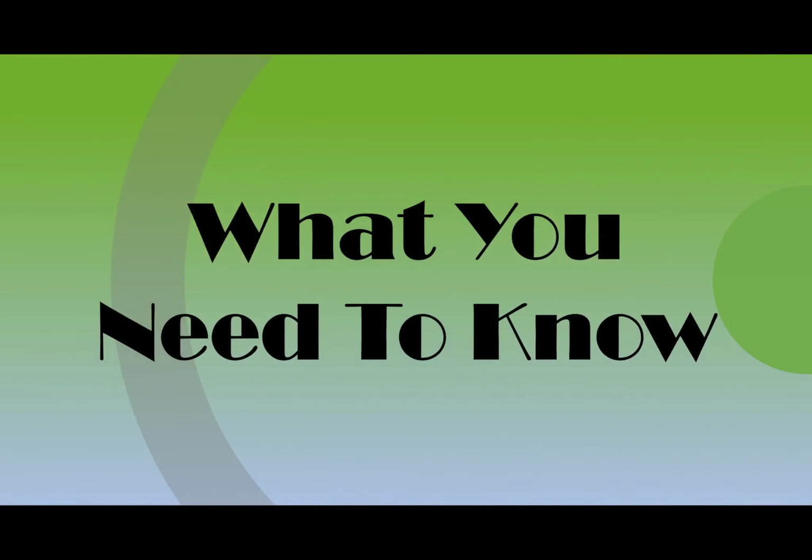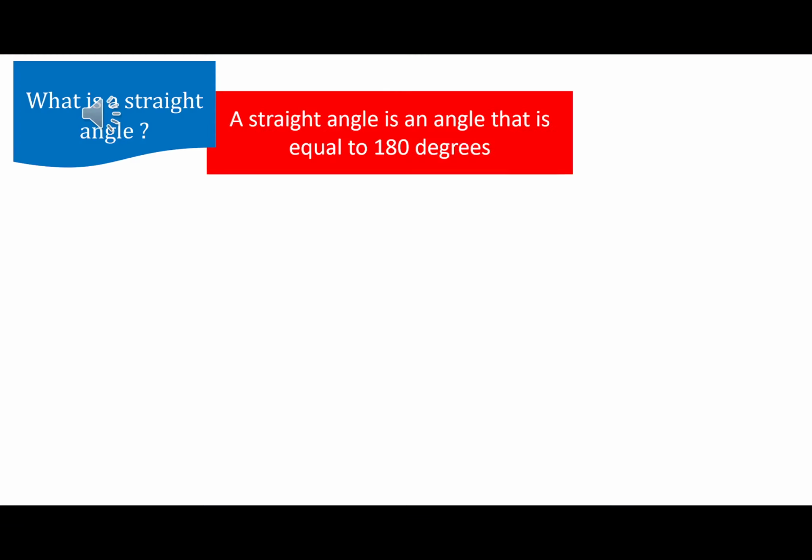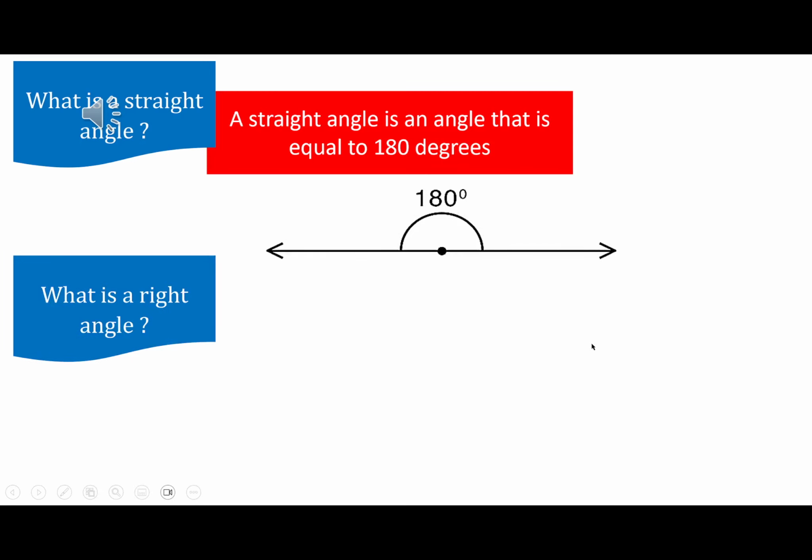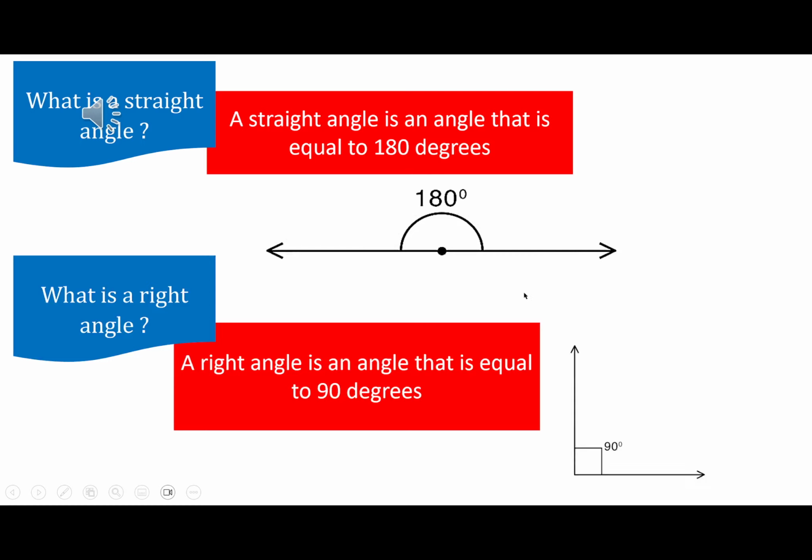Hello and welcome. Here is what you need to know before we get to the examples. What is a straight angle? A straight angle is an angle that is equal to 180 degrees. You see this on the straight line, 180 degrees. What is a right angle? A right angle is an angle that is equal to 90 degrees, and it's always identified by this square right here.